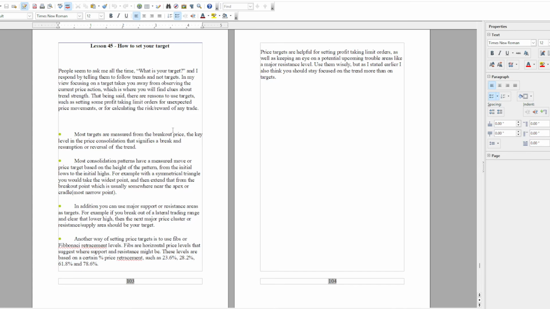So there are a lot of different ways to set the target. For me, the most important thing is to really just focus on price structure and not get too convinced on a price target of where you think it's supposed to go. This is how to set your target.